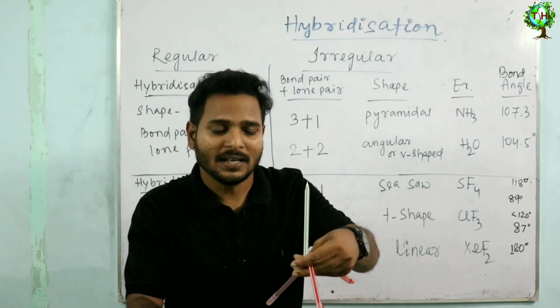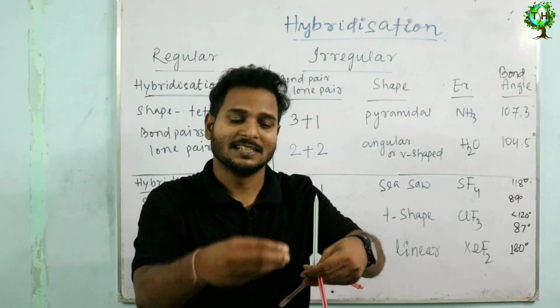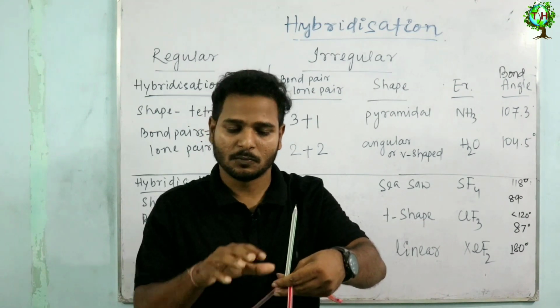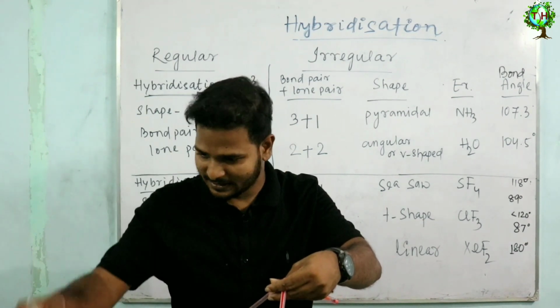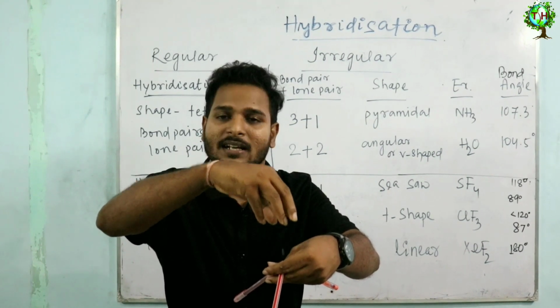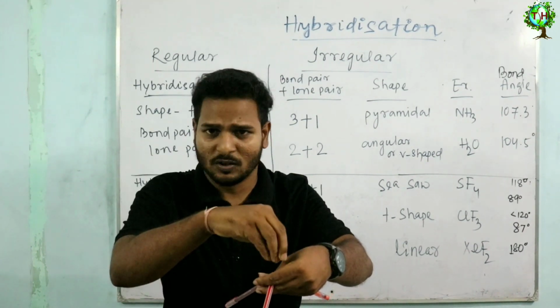Now, I compare that geometry with the irregular geometry when I put a lone pair instead of a bond pair. Okay, these are 4 bond pairs. When I take out the bond pair, I put a lone pair instead of that bond pair. Now, the symmetrical repulsion is no longer here.